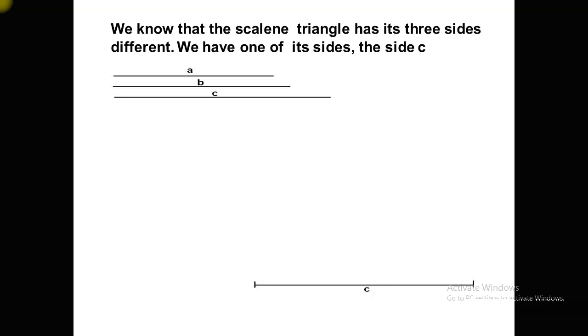We know that the scalene triangle has its three sides different. We have one of its sides, for example the side C. For example, in this data one side C is given. The length of side C, suppose, is given. So take the base according to the measurement of side C. So this side C will be the base for the scalene triangle.